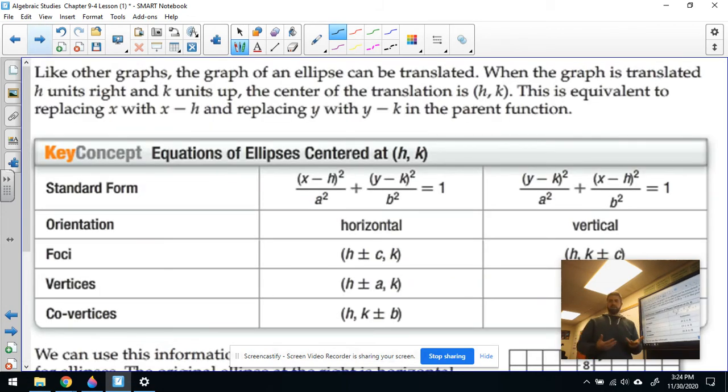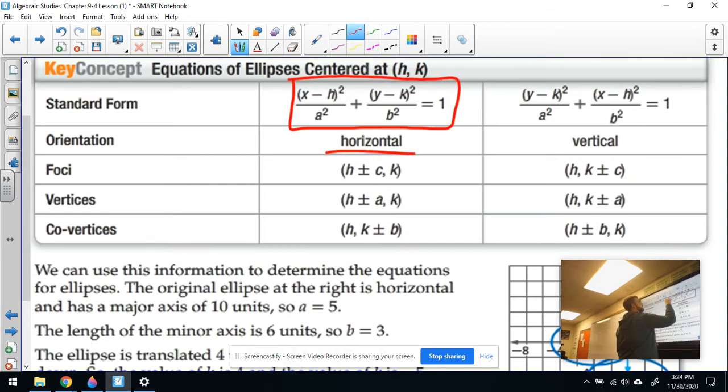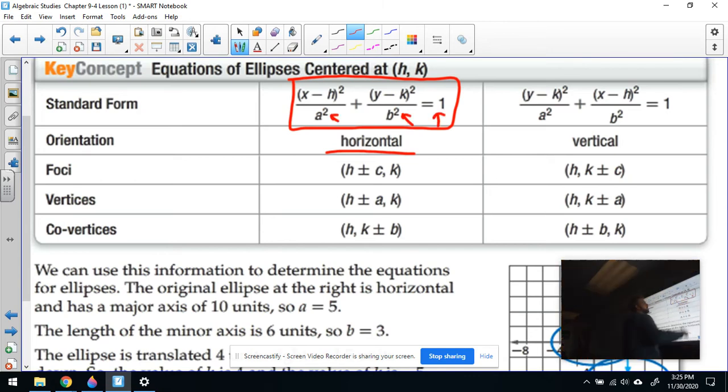Now, let's say that we're looking at the equation of an ellipse that isn't centered at 0, 0. Just like we talked about when we looked at circles and parabolas, we have an h and a k, h and k being our center. The same thing happens. A horizontal ellipse looks like this: x minus h squared over a squared plus y minus k squared over b squared is equal to 1. Again, notice, still equal to 1. A squared is still first, b squared is still second.